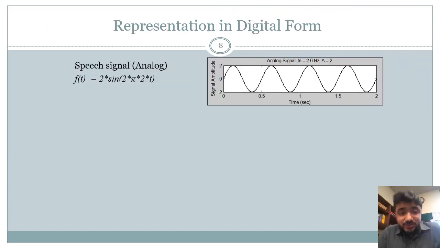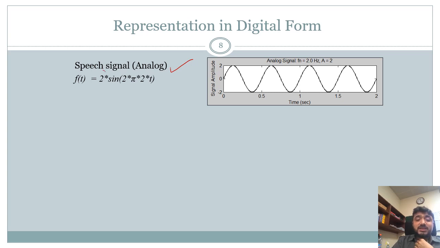All right, so let's begin with a real example. Here you see a signal which is essentially a 2 Hertz sine wave. It's a pure signal, so it's analog, it's real. So f of t is equal to 2 sine 2 pi 2t.